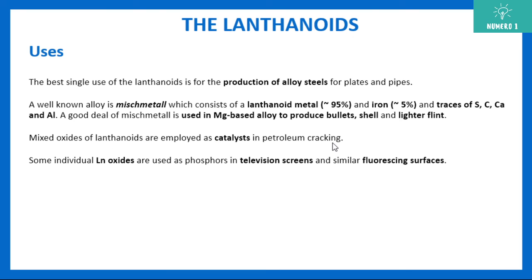They are used as good catalysts obviously because transition elements are good catalysts because they can adopt multiple oxidation states. They have empty d and f orbitals, for the case of lanthanoids, you can say. And you can see some individual lanthanide oxides are used as phosphors in television screens and also similar fluorescing surfaces. That is to give you the color picture as these are colored compounds.